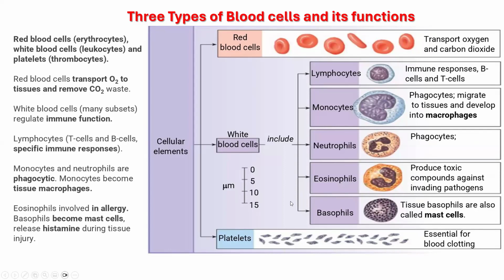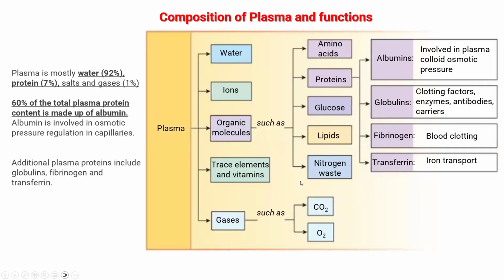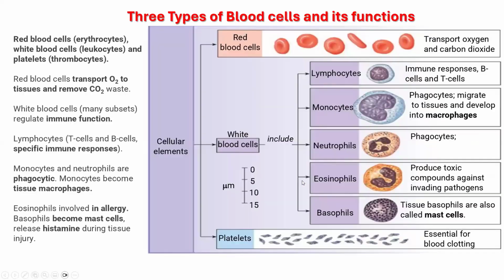There are three types of blood cells, and what are the functions of these different blood cell types? So here we see that we have cells. So what are these cells? Red blood cells, which we call erythrocytes. White blood cells, we call them leukocytes. And the platelets, we call them thrombocytes. Red blood cells transport oxygen to tissues and remove carbon dioxide waste.